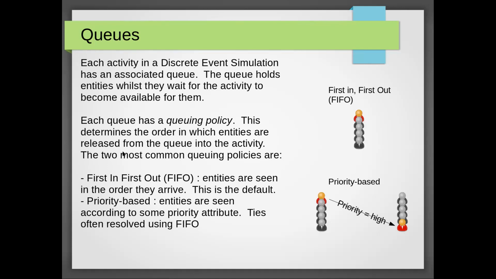But of course, you could set up whatever you like. You could have it with a BTR, breaking ties randomly, however you want to do that. But these are the two most common queuing policies that you're likely to use for the kinds of models that you're going to be building.